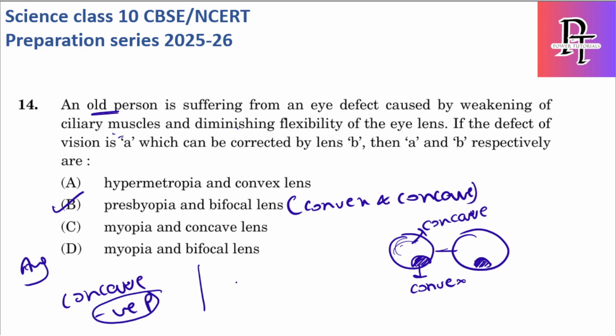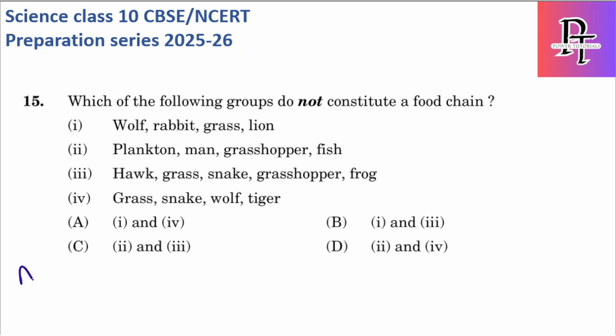For mid-level people, I can say like 30 to 50, they prefer convex lens having positive focal length or positive power. Whereas for older people it is for bifocal lens because they have difficulty seeing the closer objects as well as the farther objects. Okay, let's go to the 15th one.